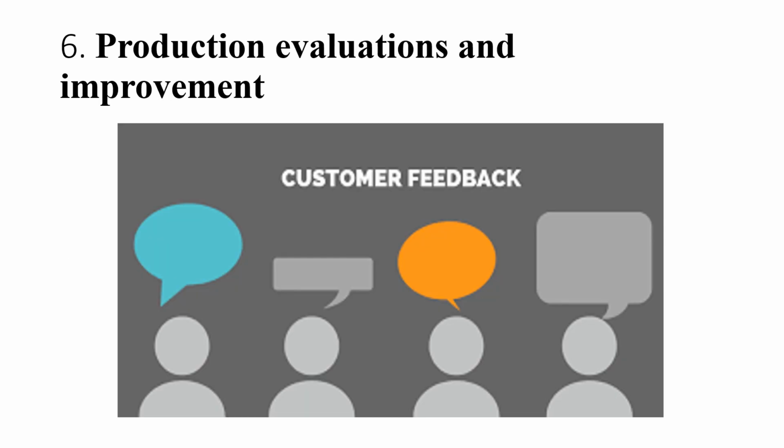Sixth step is production evaluation and improvement. How are we going to improve the production with the help of customer feedback? If we get positive feedback, then we have to add some more features to the existing product. And if there are any negative feedbacks, we have to check whether there are any drawbacks in the performance of the product, and we have to reduce those drawbacks.